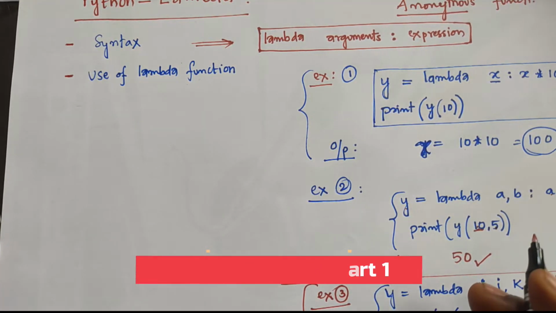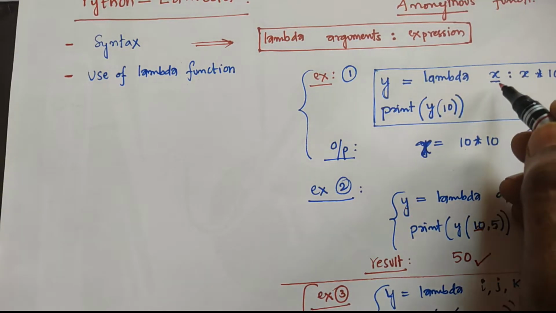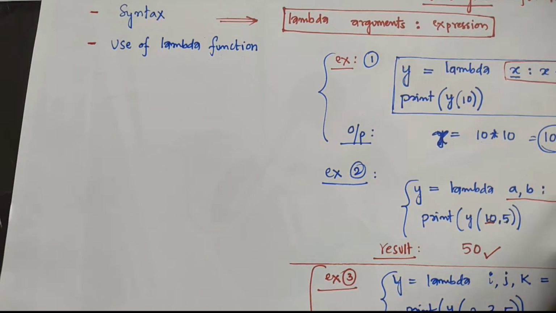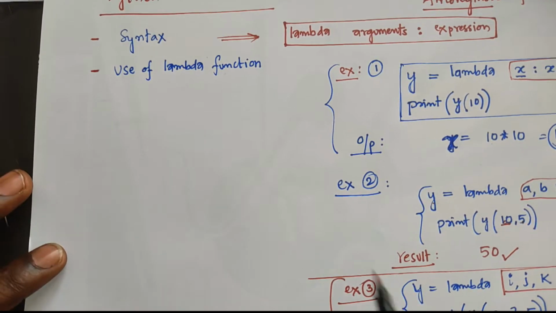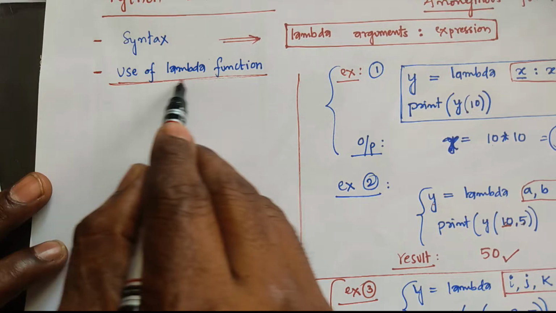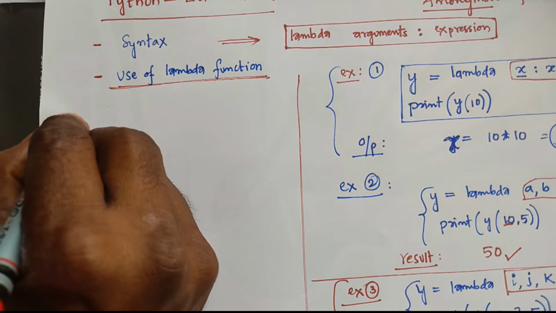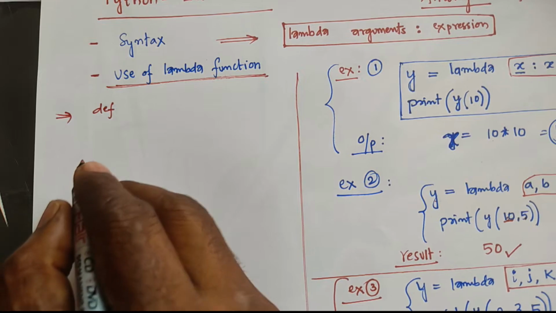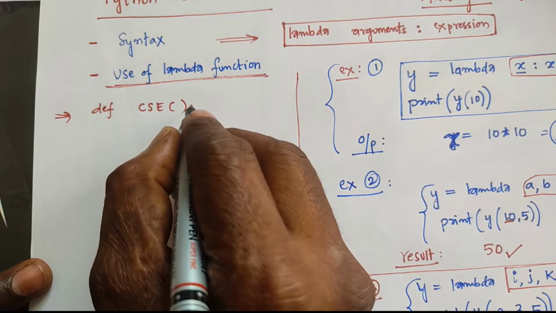So simply, a lambda function can take any number of arguments, but it has only one expression. This is one expression, this is another expression. Now this is the concept of syntax. But what is the use of lambda function? Generally, a lambda function can be represented in terms of functions. I'm representing this definition, all functions can be represented. I'm representing CSC, that is my function.